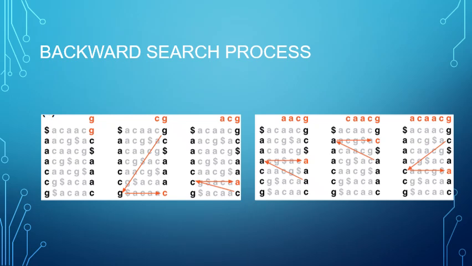And from there we will find the equivalent character that is at the same position of our C in the last column, which is A. And then from the last column, we go back to our first column, and then we find the equivalent A in the first column.